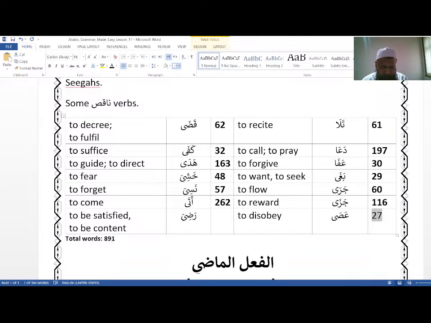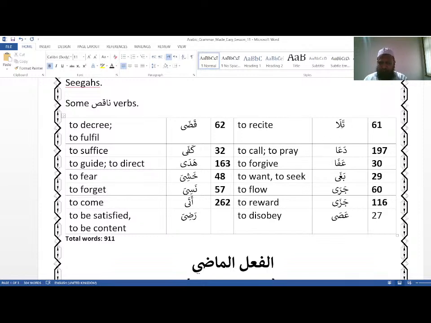So we can say 7 is 8, 7 is 11, so you can say 911 times. Okay. So we will see in some of the sigas, the original letter comes back. If the original letter was waw, the waw will come back. And if the original letter was ya, the ya will come back in some of the sigas.